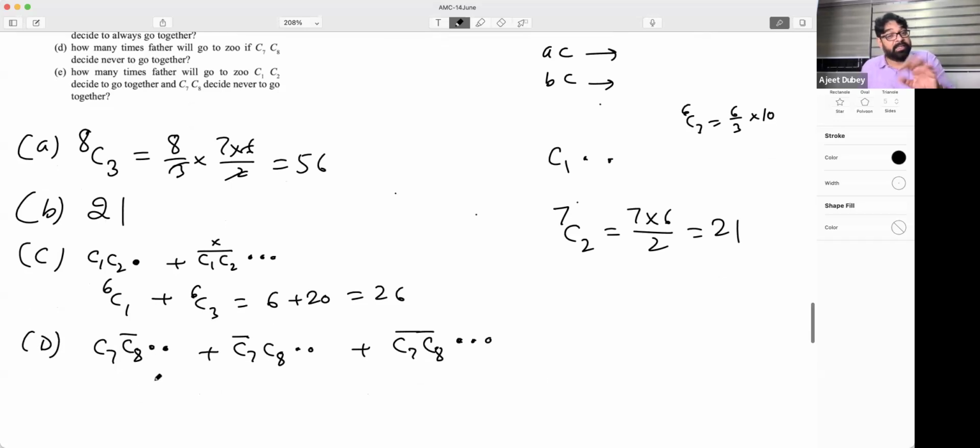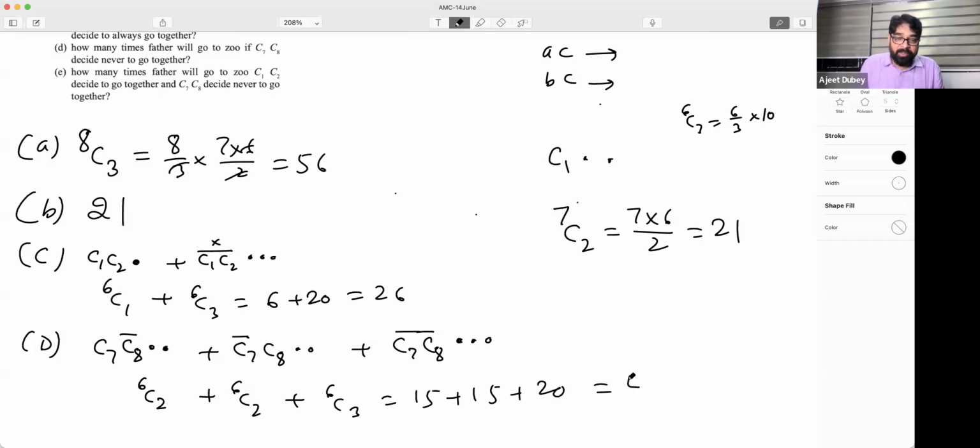What will happen in this case? C7 already present, C8 I cannot take. To balance, from 6 people I have to select 2 people, 6C2. Plus C7 is not there, C8 already present, 6C2. Plus C7, C8 is not there, 3 will be selected from 6C3. 6C2 will become 15, plus 15, plus 6C3, just now calculated, 20. So the answer will be 50. I'm sure it's clear to everybody.